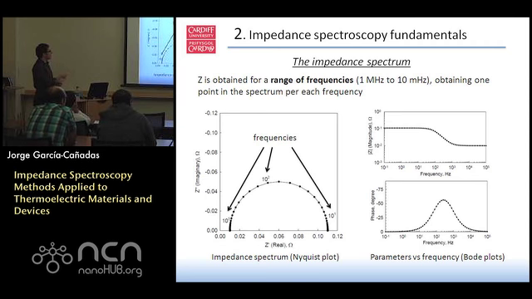Usually, apart from the complex plot or the Nyquist plot, you can also show the results as a function of frequency. You can plot the phase, the imaginary part, the real part, the magnitude. When these parameters are represented on the frequency axis, they are called Bode plots.